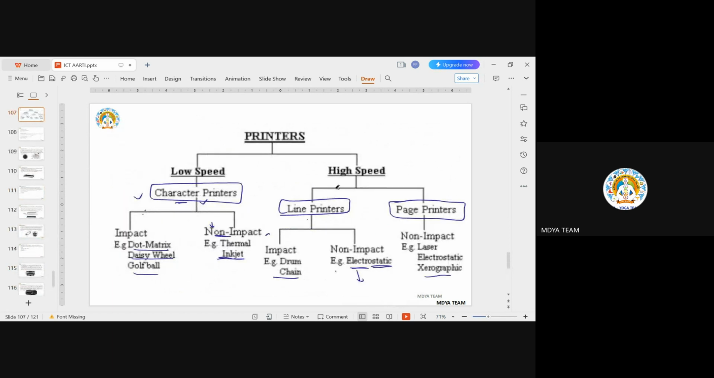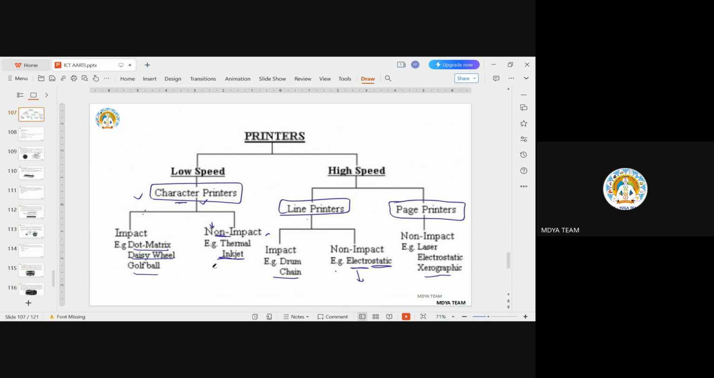Now here we will discuss printers. Printers can be differentiated into low speed and high speed. So character printers, obviously, are lower in speed than the line printers and page printers.